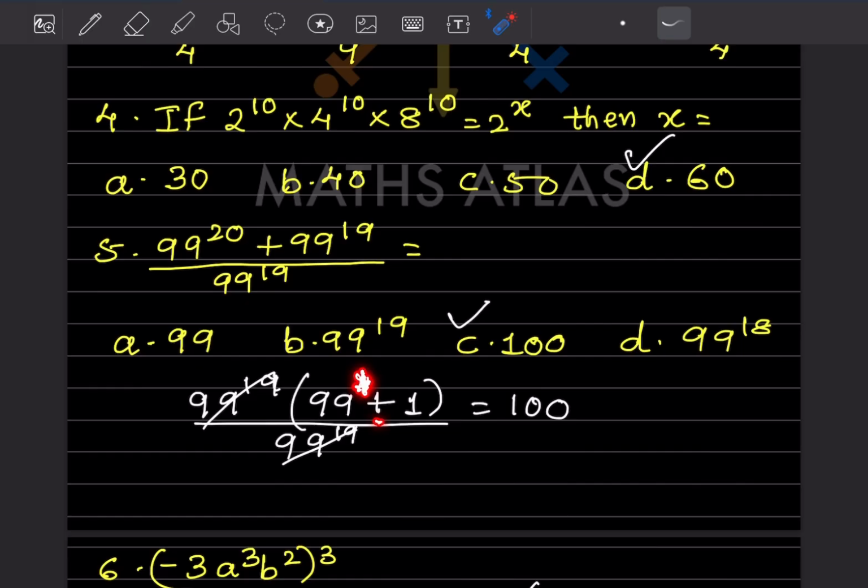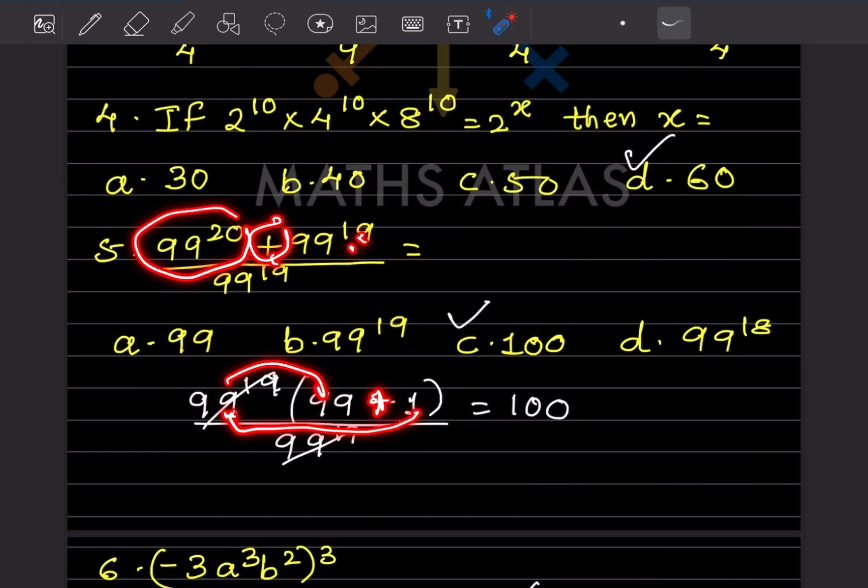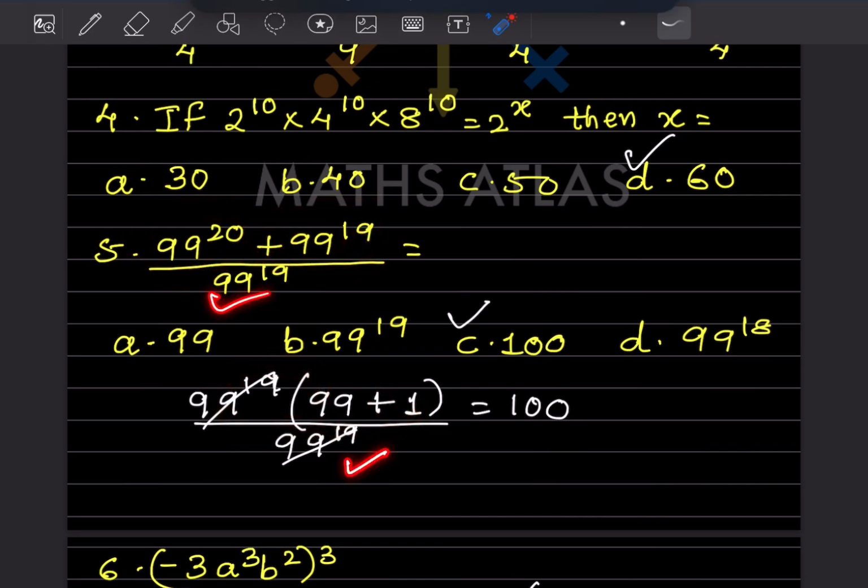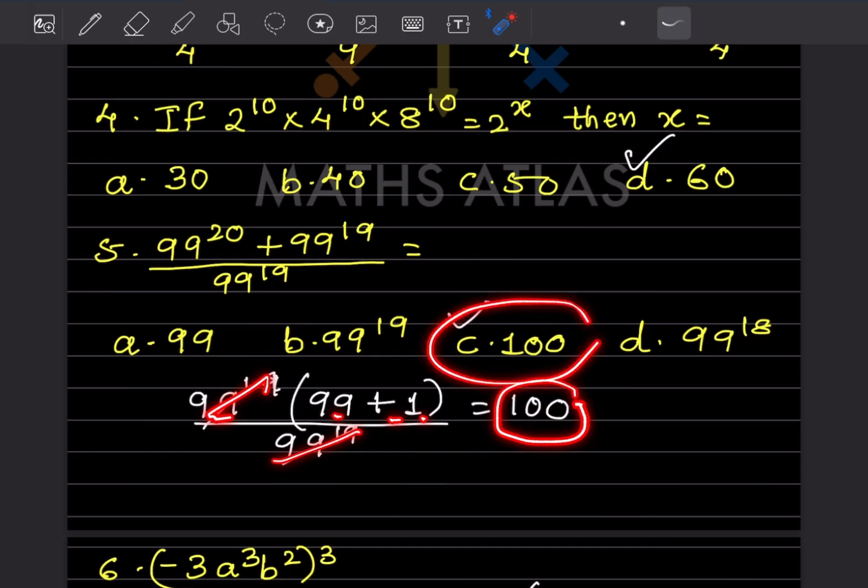So now this is done for 99 raised to 20. The plus sign stays as it is. So now we want 99 raised to 19. Already we have here the common 99 raised to 19, so we have to write plus 1. Hope this is clear. So that will be 99 raised to 19, and the denominator is the same. Now this is actually multiplication, so what will you do? This and this we can cancel out. So 99 plus 1 is going to be 100. So 100 is the option.